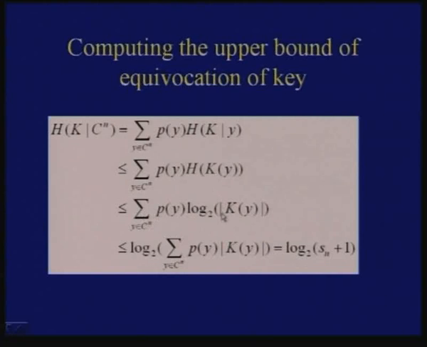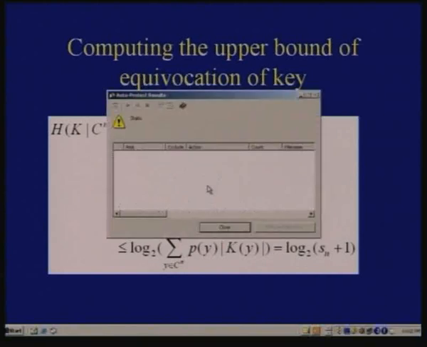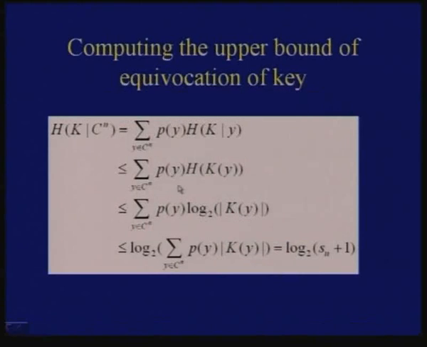Now, this follows from what I already told you. If this Ky would have been a uniform distribution, then this would have been equal to the logarithm of the cardinality of Ky base 2. For any other distribution, this uncertainty is lesser than for a uniform distribution, right. So, I can find out an upper bound, and this is the upper bound.